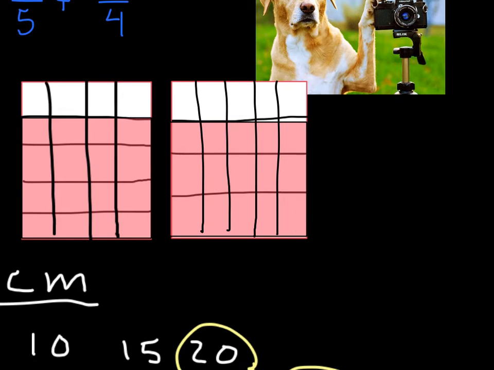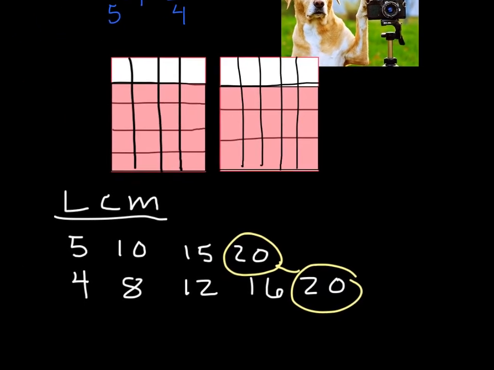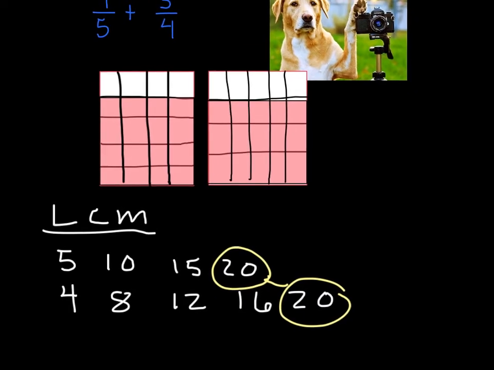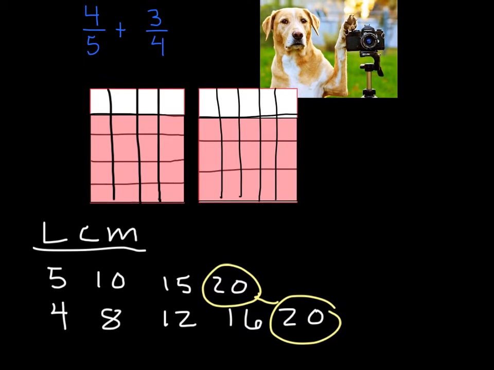Fantastic. So now, all I have to do is count these up, and I will know my answer, right? So let me move this a little bit so you can see all this. And here we go. I'm going to count what I've got. 1, 2, 3, 4, 5, 6, 7, 8, 9, 10, 11, 12, 13, 14, 15, 16, 17, 18, 19, 20, 21, 22, 23, 24, 25, 26, 27, 28, 29, 30, and 31.